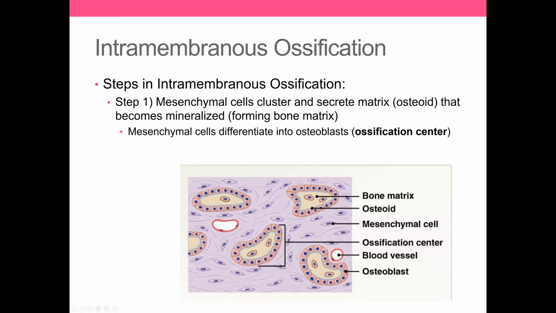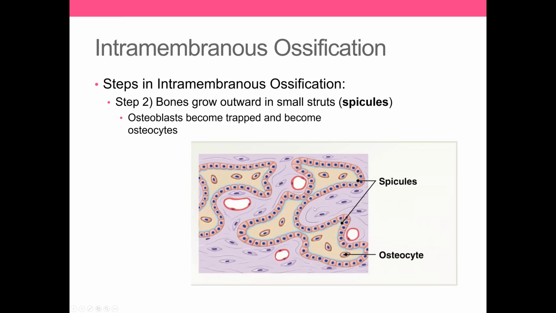All right, so we have mesenchymal cells becoming osteoblasts and secreting osteoid, which then is going to become bone matrix. And then these little ossification center areas, they grow outwards in small struts. So you get like one little section connects up with another little section, and you get a little strut or a small thin connection between them. And these are also called spicules. And then as this process continues, just like we saw before, the osteoblasts become trapped in the matrix that they're secreting, and then they become osteocytes.